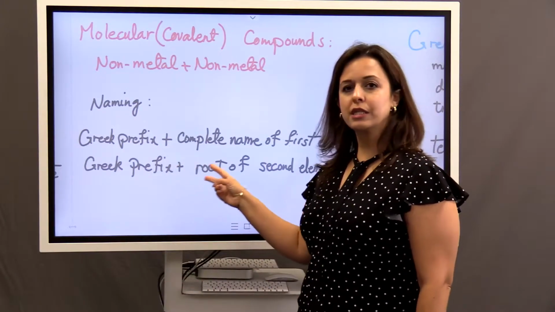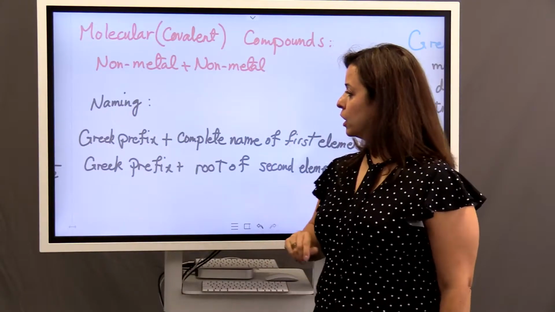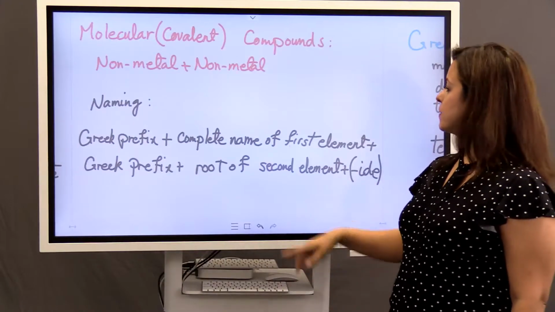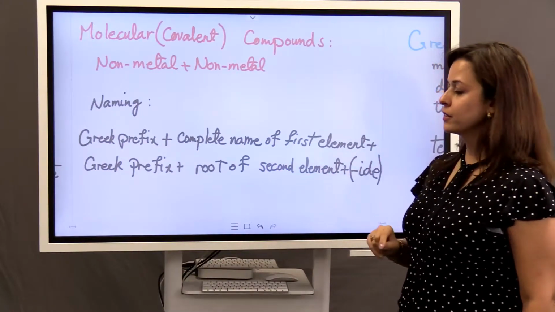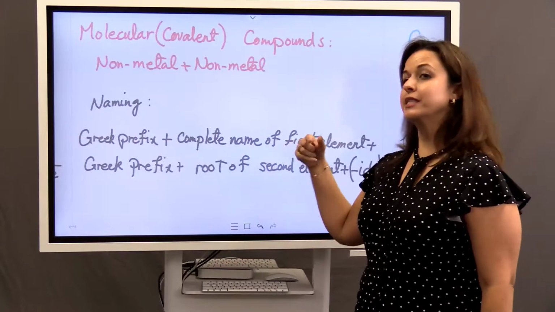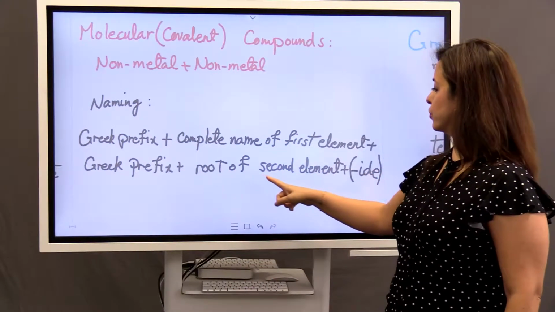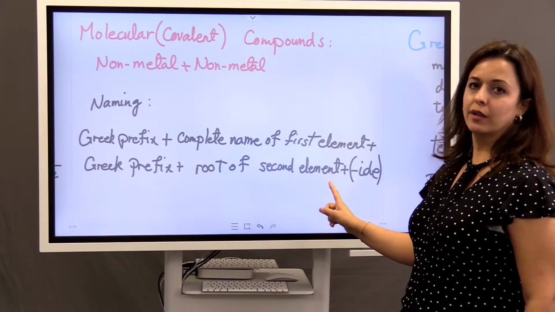Just follow this formula. You need to use the Greek prefix for the first element, then the complete name of the first element, plus the Greek prefix for the second element. And for the second element, you just bring its root plus IDE.